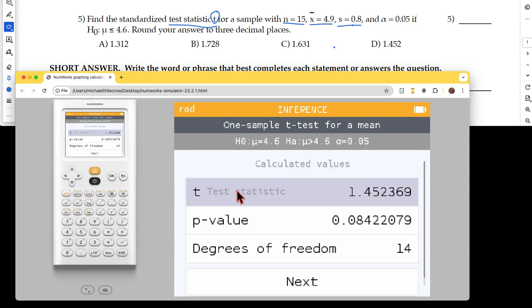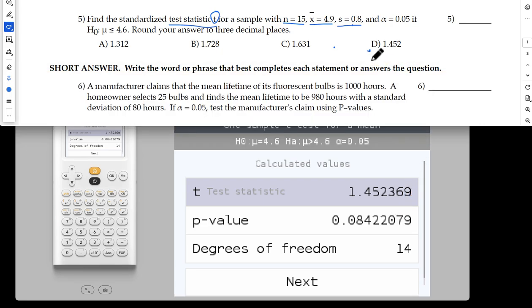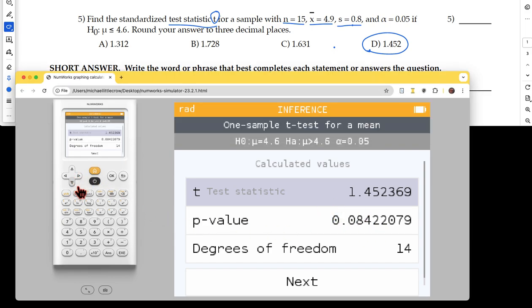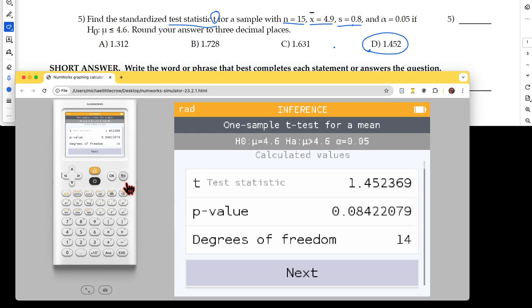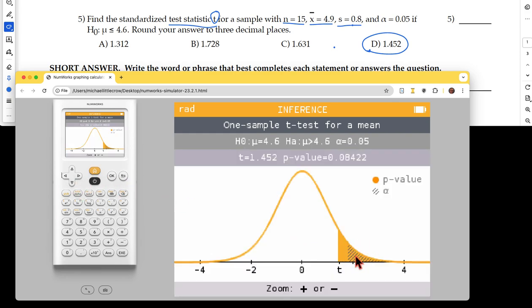Go to the next, and there's our t statistic, 1.452, and that's right here, that's D. Okay, it's got a large p-value, so at the alpha level, we would not reject this. That's not what it's asking, but definitely this would not get rejected. But let me just show you what this looks like, because it's a right-tailed test, right? It's on the right side, out of the rejection region.